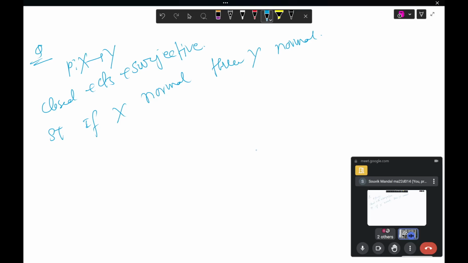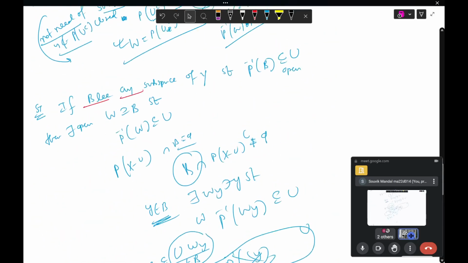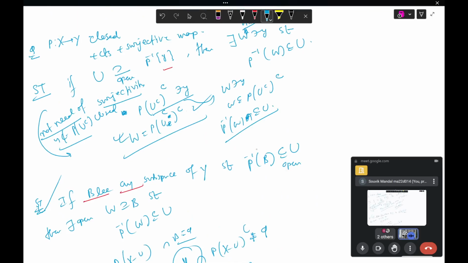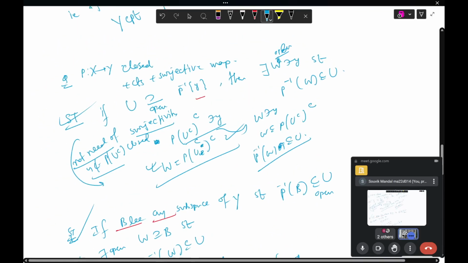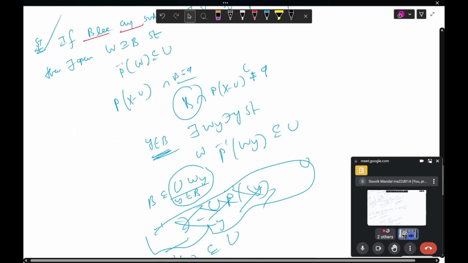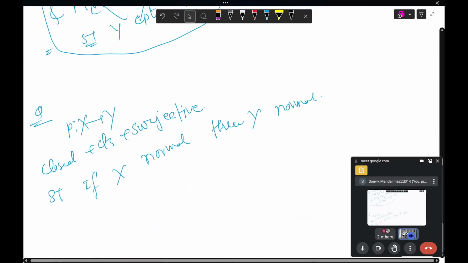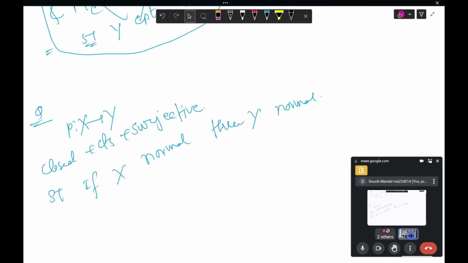For this you obviously need to use the first two parts, namely this part and this. You need to use them somehow. But first try to solve this. We need to show that Y is normal. So first you need to show that Y is Hausdorff, then only you can go for the rest of the portion. So first try to show that Y is Hausdorff under this condition. It is not difficult, but it is tricky. Please take time and think about it.